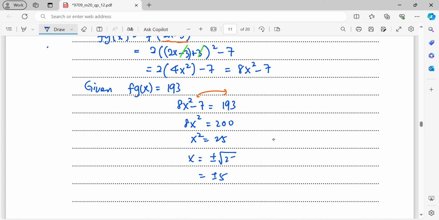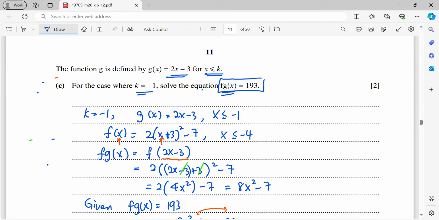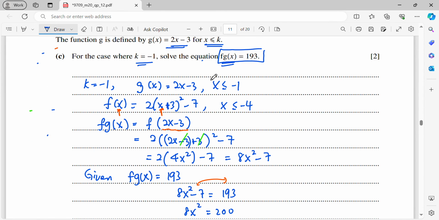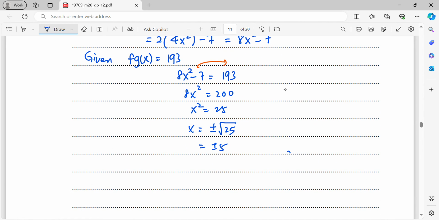So when it's plus or minus 5, now let's check, because the question says solve, meaning find the x. Now this is fg. Refer to this diagram. This is function fg, but we substitute g into f. That means here is g, this is f.